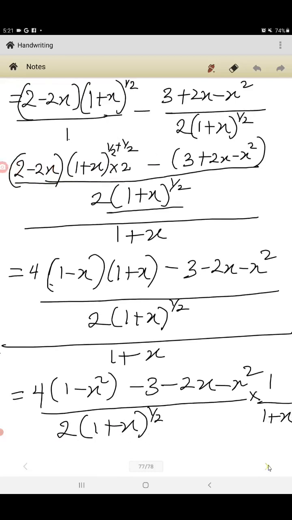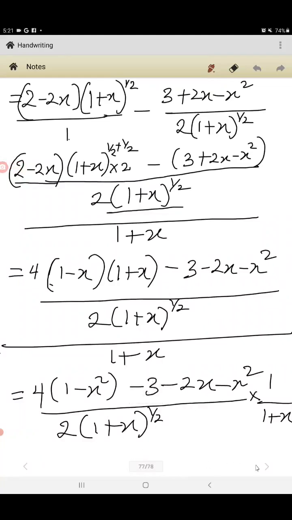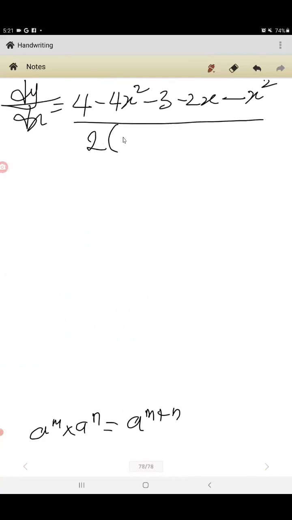Now, this 1 plus x, all this one raised to power 1, 1 plus s raised to power half. So by the time you go back to the law of indices, it lets us know that a raised to power m multiplied by a raised to power n will give you a raised to power m plus n. So therefore, this will now be 2 onto 1 plus x all raised to power 3 over 2. That is all. So if you're able to study, let's start with constant. We have 4 minus 3 is 1. 4s squared minus s squared.